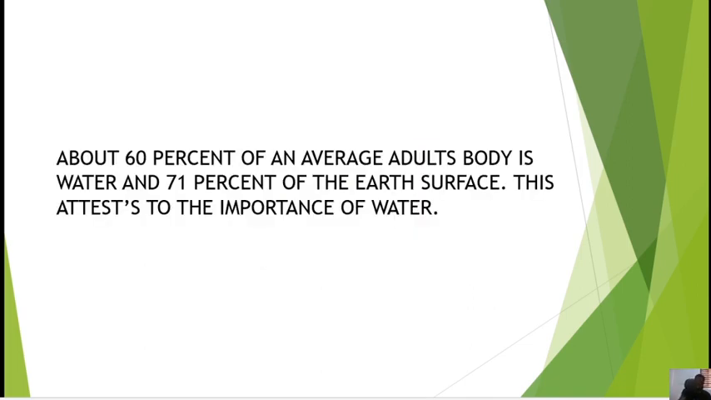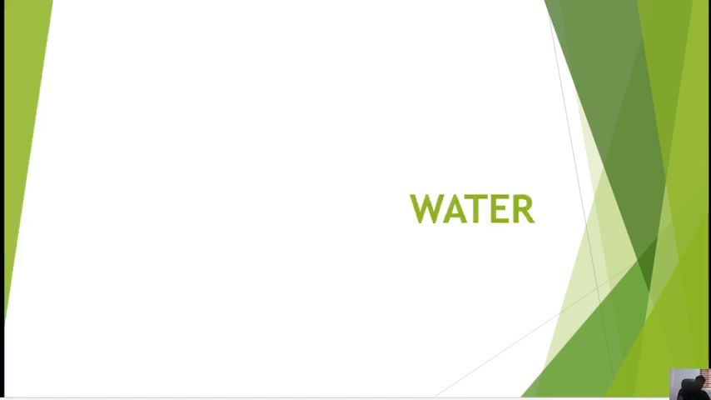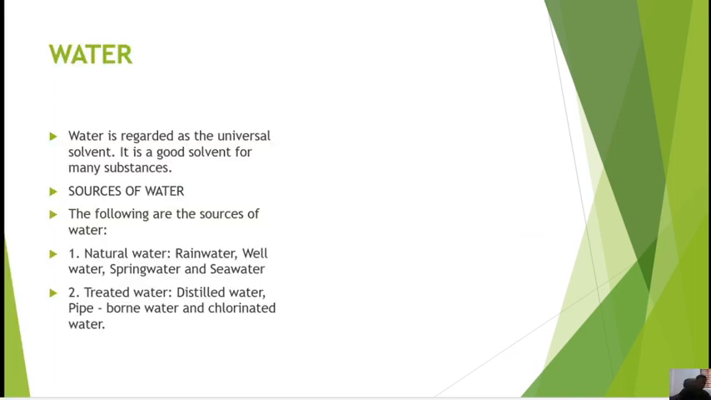About 60% of an average adult's body is made up of water. And 71% of the earth is also made up of that same water. This actually attests to the importance of water. So today, we are going to be looking into the concept of water. Now, water is regarded as the universal solvent. That is because it is a good solvent for most substances.